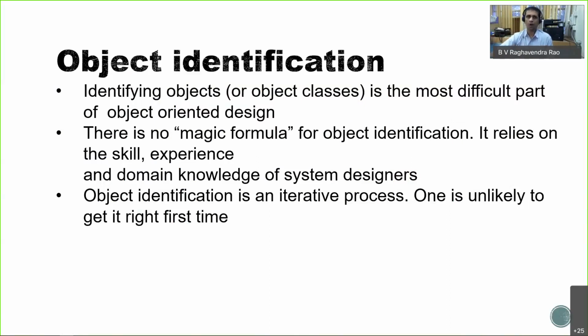In general, for object classes there may not be such a specification, and of course there is no magic formula for their identification. It mostly relies on the skill and experience, or possibly domain knowledge, of the system designers. It could also be an iterative process. That means you come up with a set of objects, then you go to implementers or users, and maybe the requirements could be different. You may have to come up with finer or more detailed classes.